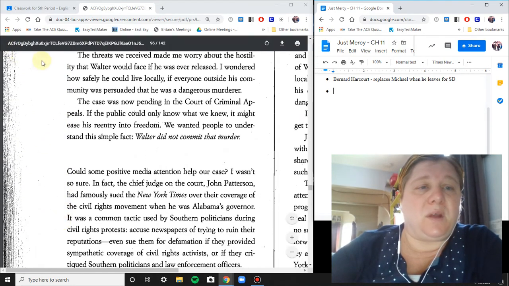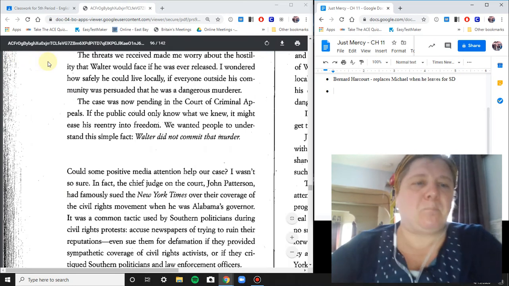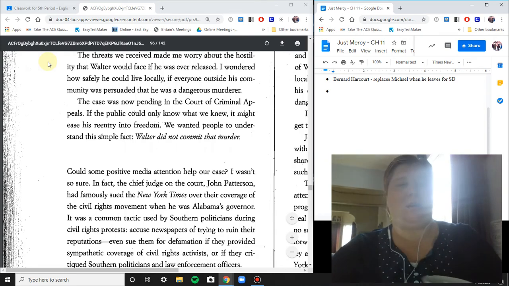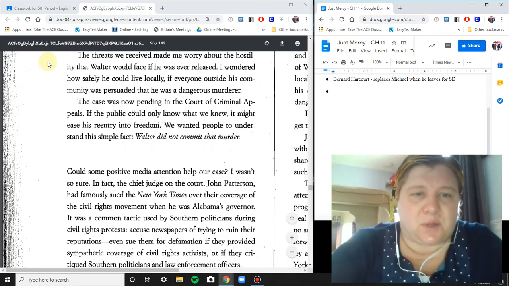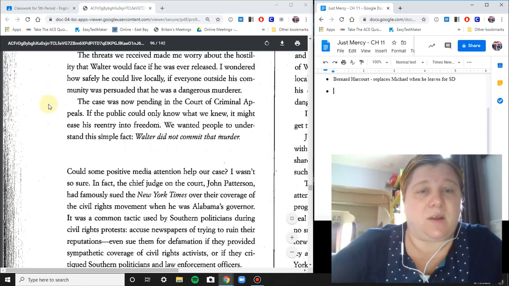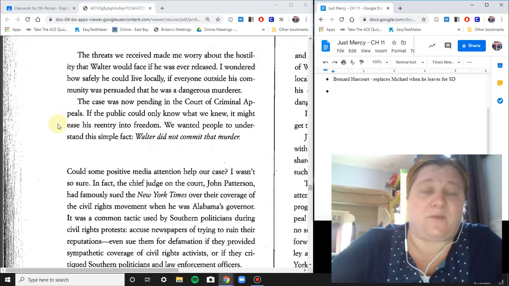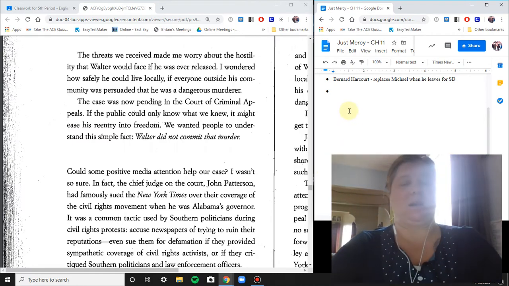The threats we'd received made me worry about the hostility that Walter would face if he was ever released. I wondered how safely he could live locally, if everyone outside his community was persuaded that he was a dangerous murderer. The case was now pending in the Court of Criminal Appeals. If the public could only know what we knew, it might ease his reentry into freedom. We wanted people to understand this simple fact. Walter did not commit the murder.